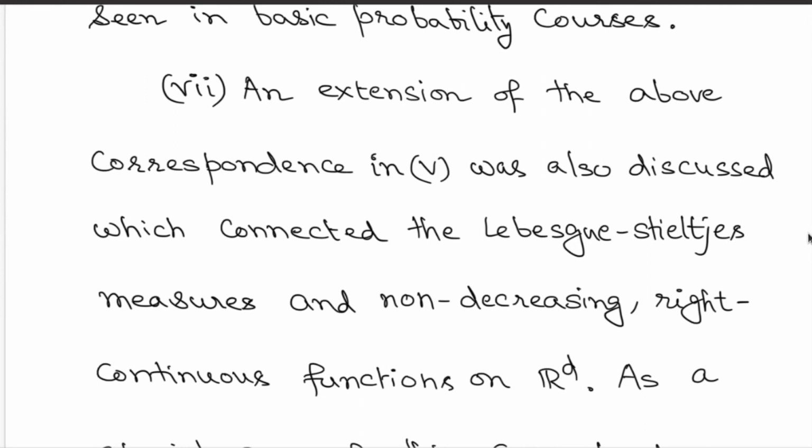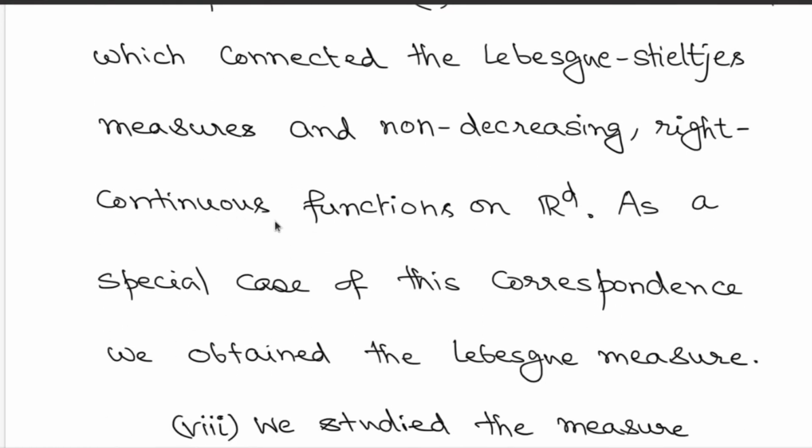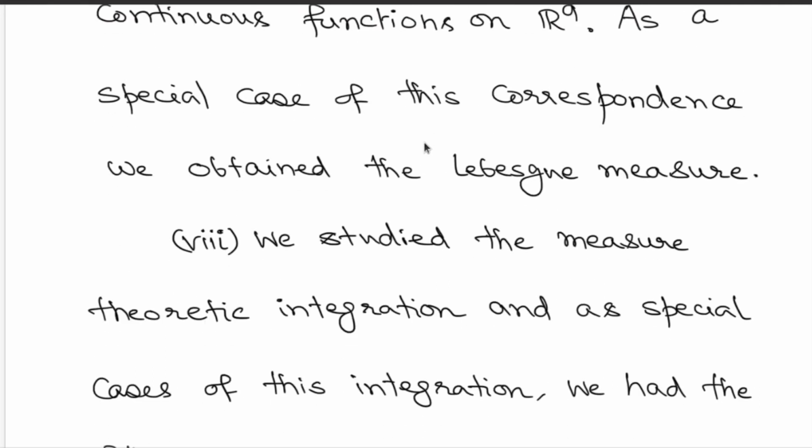Now, an extension of this above correspondence between distribution functions and corresponding probability measures was discussed, and it connected Lebesgue-Stieltjes measures on Euclidean spaces with non-decreasing right continuous functions on R^d. So this was the extension of the original correspondence that we found between probability measures and distribution functions. And as a special case of this correspondence, we obtained this special measure called the Lebesgue measure.